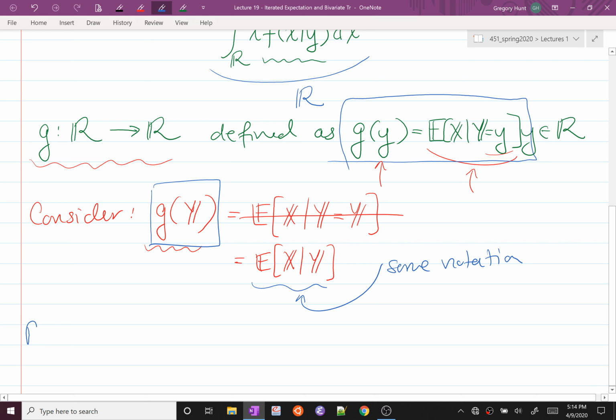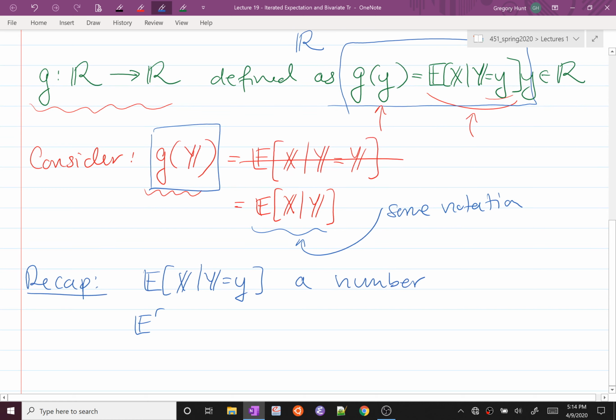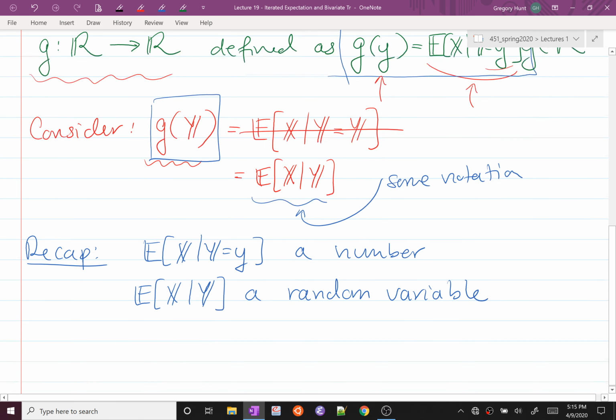Just as a recap, the expected value of X given Y equal to some little y is a number. And this notation, the expected value of X given Y, in brackets, is a random variable. It's a particular random variable that we get by taking a transformation of Y, and that transformation is the expected value of X given Y.